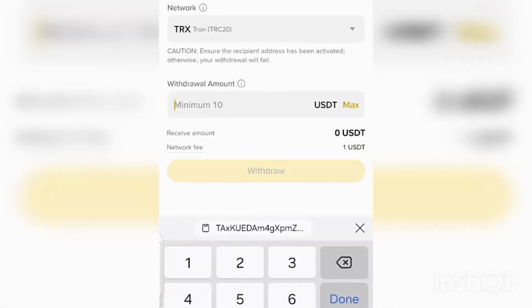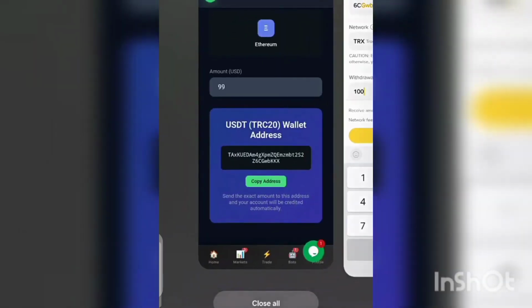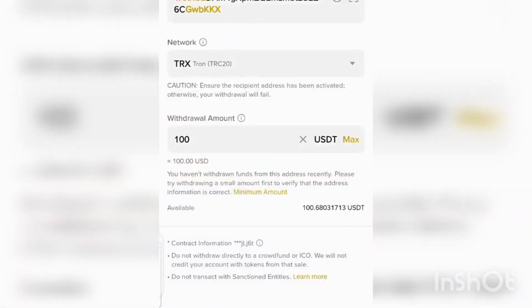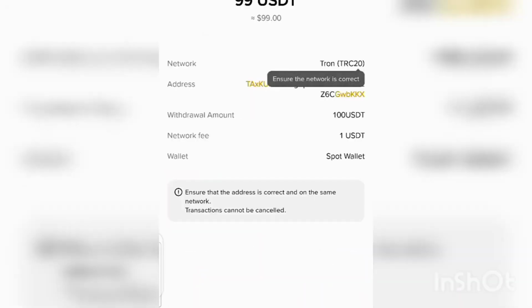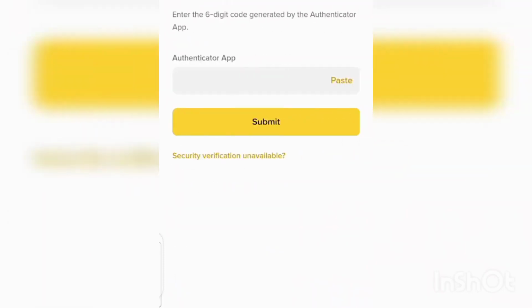The next thing I'm going to do here now is input the amount. It's very, very important that if you are starting with 100, you add an extra 1 USDT. Since I'm sending 99, I will add 1 to make 100. That is the one USDT fee which Binance is going to charge me. Then you confirm. I'm going to pause the video so that I can input my authenticator code.